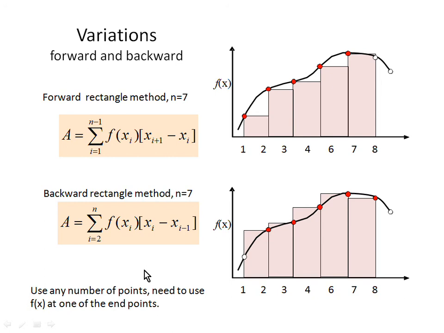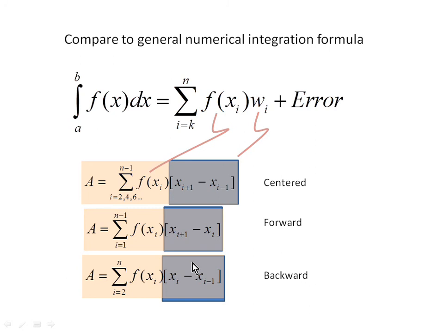And so these are similar to the midpoint method in that they use rectangles, but they're a little more general because they can use any number of points, whereas the midpoint method that we just saw could only use an odd number of points. But they're also a little more restrictive because we have to be able to evaluate the function f of x at one of the endpoints, at either this endpoint or at that endpoint, depending upon which method we're using.